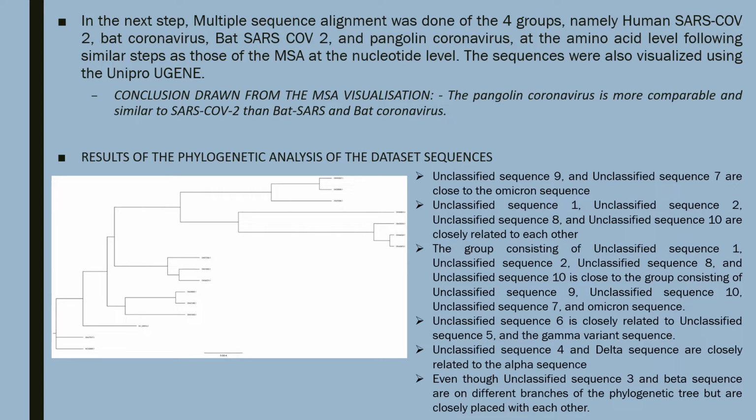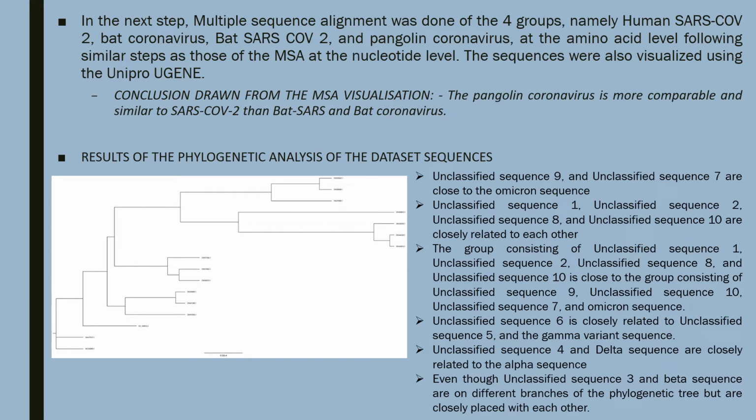The results obtained from the dissimilarity index show about 7% to 9% dissimilarity between the pangolin coronavirus and human SARS-CoV-2, whereas the comparison of sequences of bat coronavirus and human SARS-CoV-2 shows a dissimilarity of 15 to 17%. And hence, similar to the conclusions made by MSA at the nucleotide level, SARS-CoV-2 has a greater similarity with the pangolin coronavirus compared to that of the bat coronavirus.